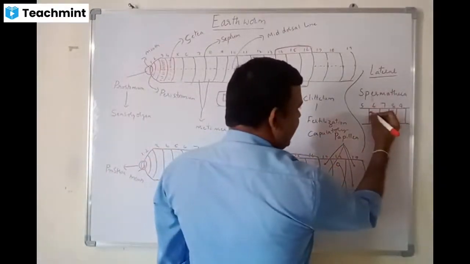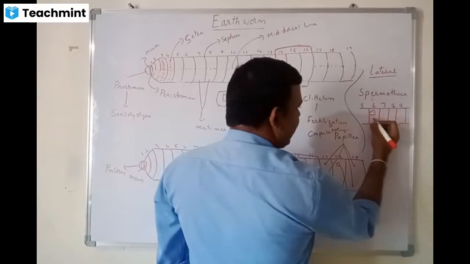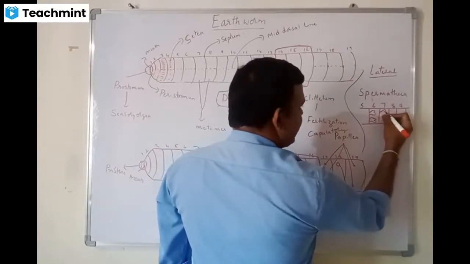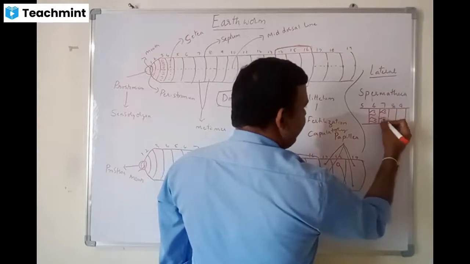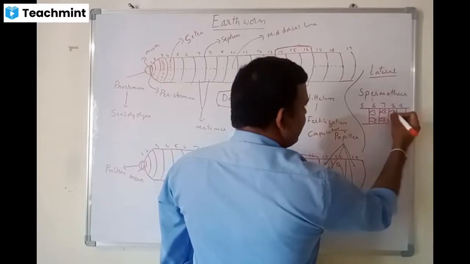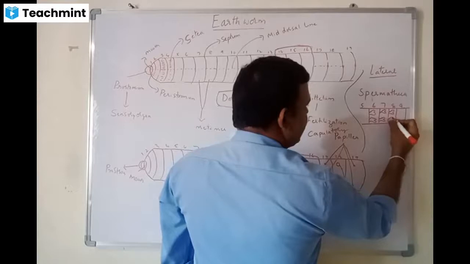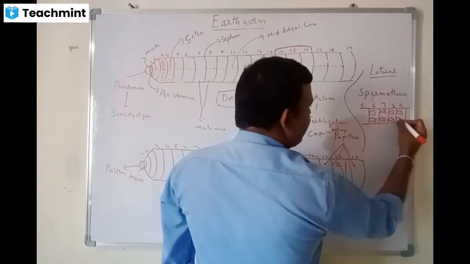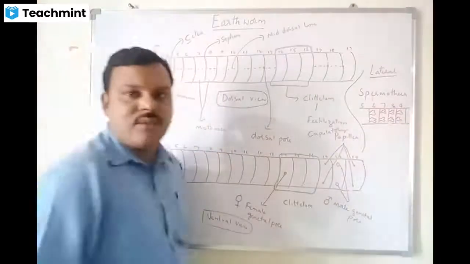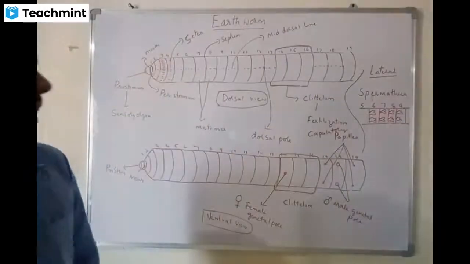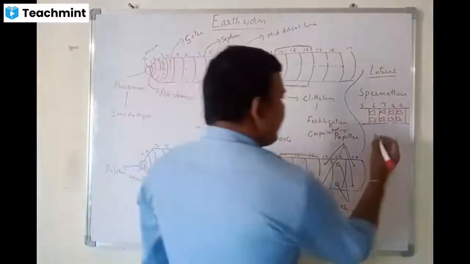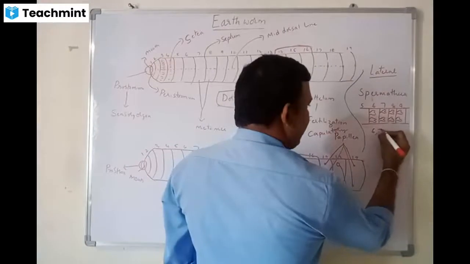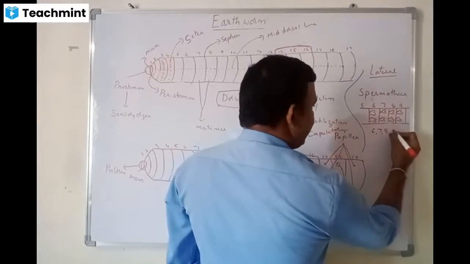there is a balloon-like structure, and each segment has one pair of these structures, which is called the spermatheca. So six, seven, eight, nine. These four segments have these balloon-like structures, which are called spermathecae. They are present at 6, 7, 8, 9.